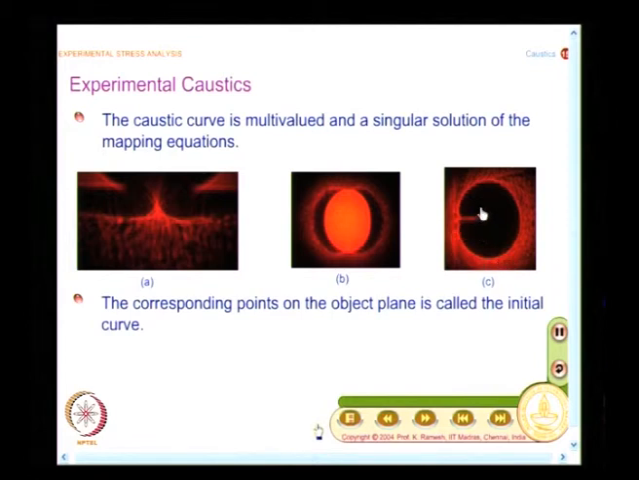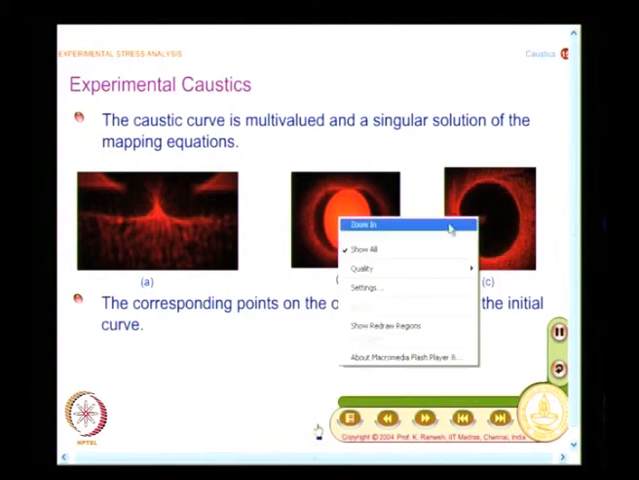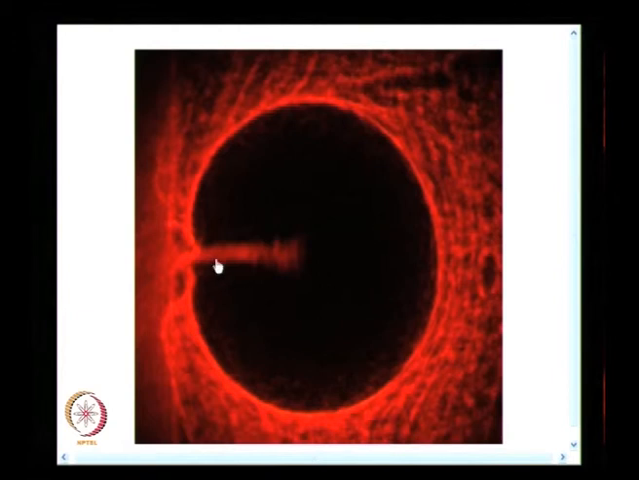So, you have a shadow bound by a silver region, and you can see very clearly I have a shadow, bound by a silver region. And this is the caustic shadow for a mode 1 crack.